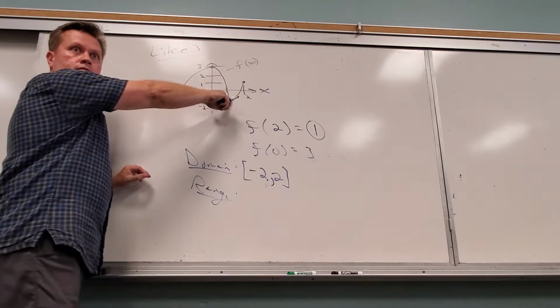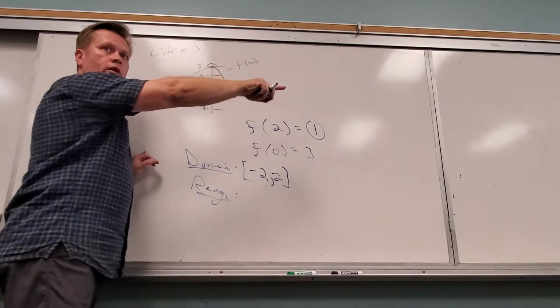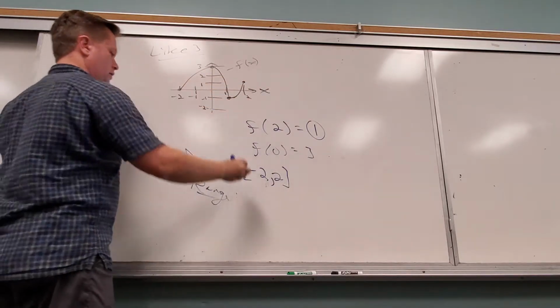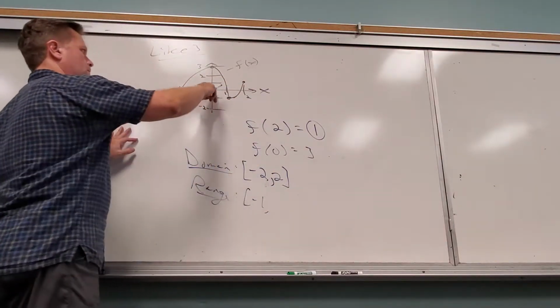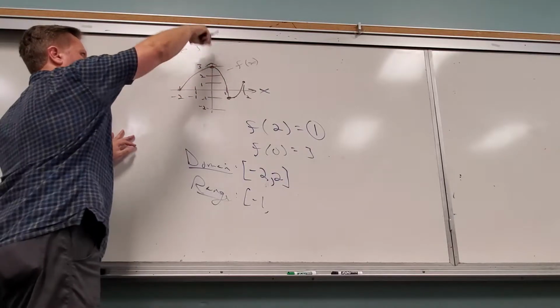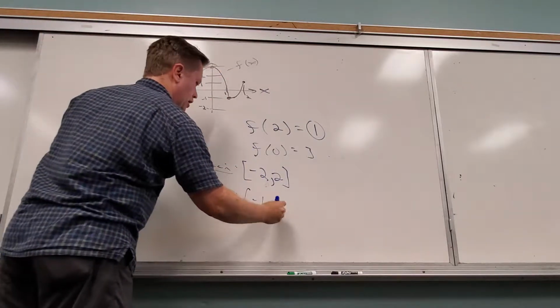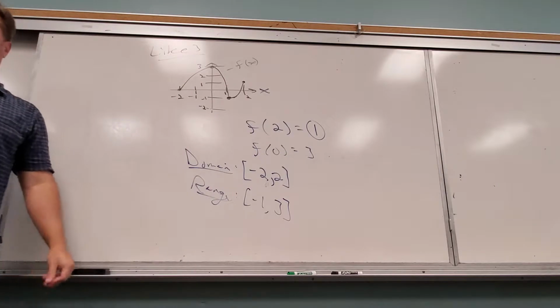See that? That's the lowest. That's like the floor. That's where things start, at -1. And when's the last time you see something? 3. Looking across, 3. After that, there's nothing. So all the outputs range from -1 to 3.